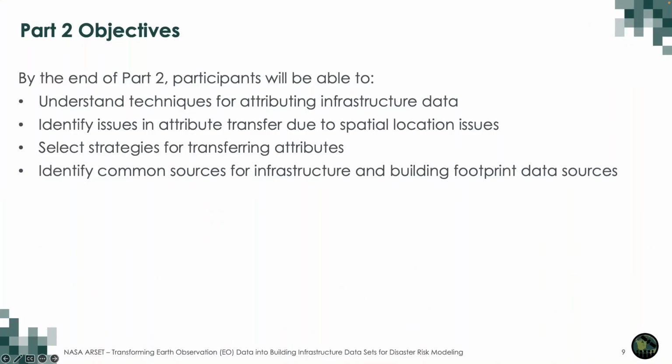So the objectives of this lesson today are to be able to understand the techniques for attributing infrastructure, that is assigning attributes on building details to infrastructure data. Identify issues in this attribute transfer. Specifically, we're going to talk about issues that arise because of different spatial models and the difference in locational precision between data sets. Select the right strategies for transferring your attributes, and just by way of how we're talking about different possible sources of data, you should be able to identify common sources of infrastructure data and building footprints.